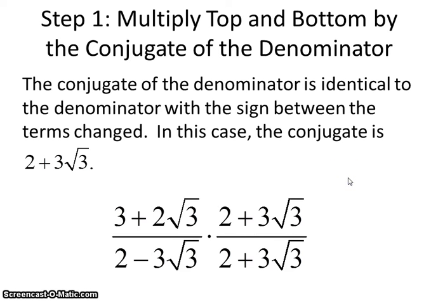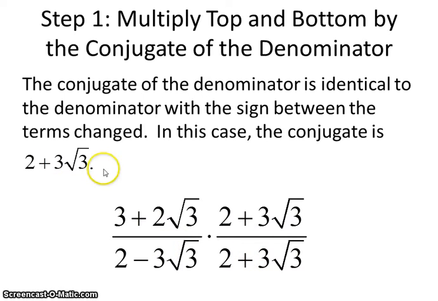So our first step and our main step is to multiply the top and bottom by the conjugate of the denominator. The conjugate is just the same number here except with the middle sign switched. So since our denominator is 2 minus 3√3, our conjugate is 2 plus 3√3. So that's what we need to multiply top and bottom by. Remember, we have to multiply both top and bottom because this is just multiplying by 1, and multiplying by 1 does not change our original value.